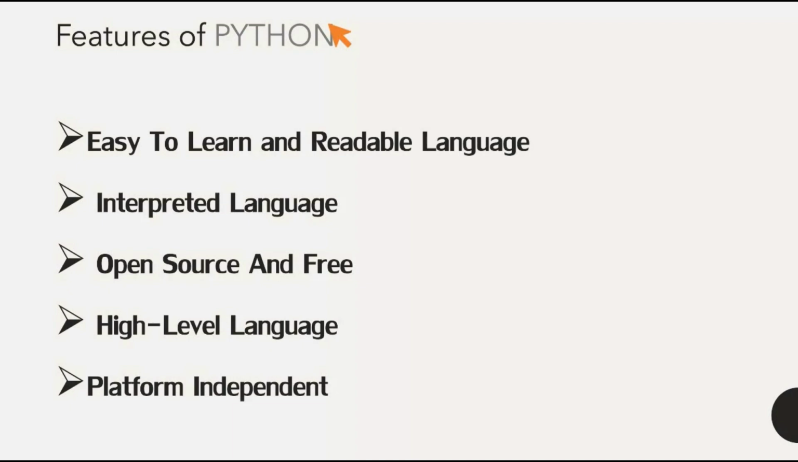It's an open source language and free. Open source basically means it's available to everyone. You can do anything with the code, and it's free of cost. You can download it, and it will not ask you for fees or anything, it's completely free. It's a high-level language, which is a speciality of Python. It's platform independent, meaning you can run it on Chrome, Windows and anywhere else.